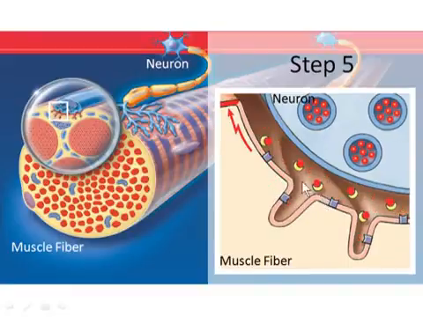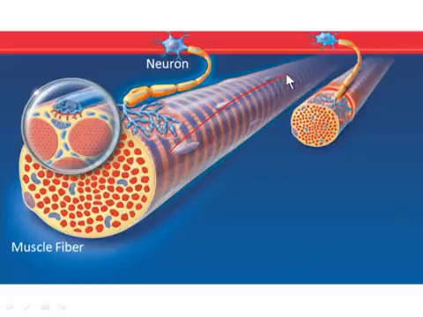Step 5. An action potential is generated and propagates along the sarcolemma, ultimately causing the muscle fiber to contract. During this excitation phase, acetylcholinesterase breaks down acetylcholine in the cleft, which terminates the transmission from the neuron. As the action potential sweeps across the sarcolemma, the neuromuscular junction returns to the resting state, awaiting the next action potential.